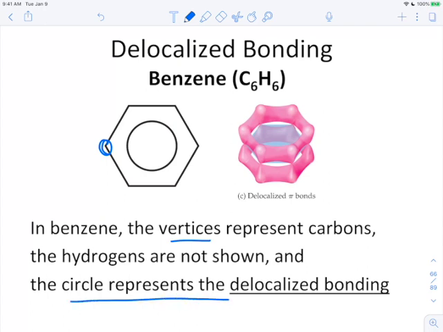And then a circle represents the delocalized bonding. The circle representing delocalized bonding is specific to benzene. Other molecules may not be delocalized in a circle, so they may not be shown as a circle. So in this particular molecule, this circle right here is representing the delocalization. And if you look in chemistry, biology, medical journals, you're frequently going to see the benzene with that circle, just showing that delocalization.